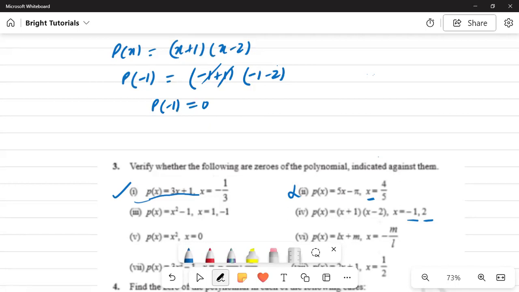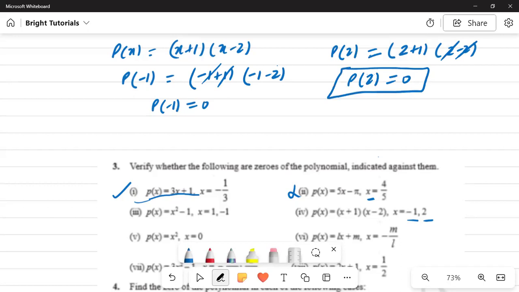Now we have to check whether 2 is also the 0 of this polynomial or not. We will do it similarly. At x equal to 2, we will put here 2 plus 1 and 2 minus 2. Again, 2 will be cancelled out with this minus 2. So the value of p(2) is equal to 0. Since the value of p(2) is equal to 0, therefore minus 1 and 2 both are the zeros of this polynomial.